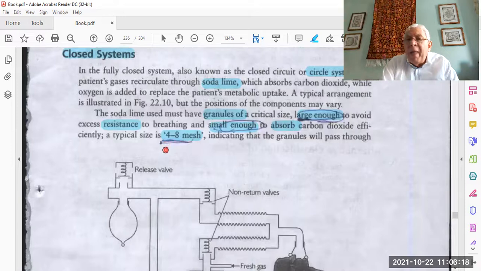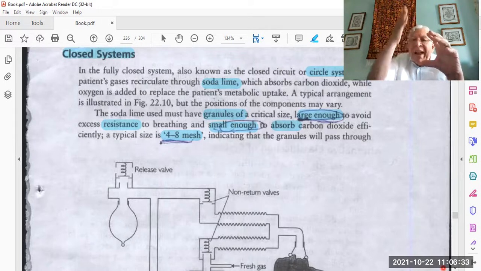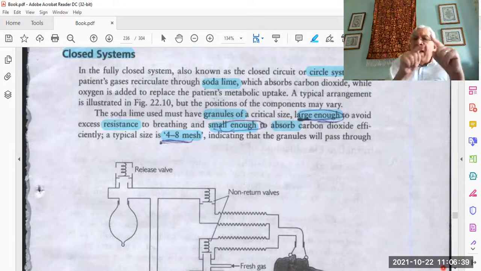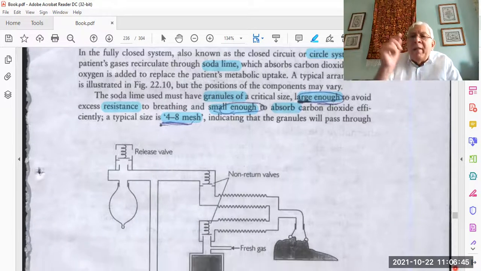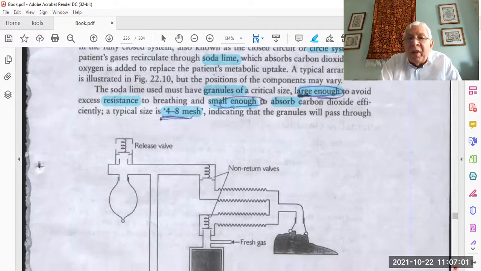This can be measured by what we call 4 to 6 mesh. This means that if I get a 1 inch opening, and then I divide it into 4 or 8 strands upwards, downwards, vertically and transversely, making squares, these squares are big enough, in an optimum situation, to determine the size of the particles to assure that they are good as regards absorption and with minimum resistance. This is what we call the typical size, from 4 to 6 mesh.